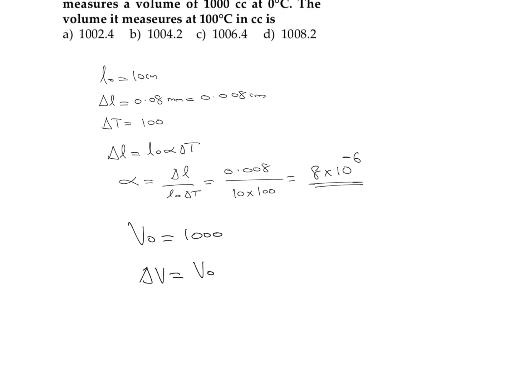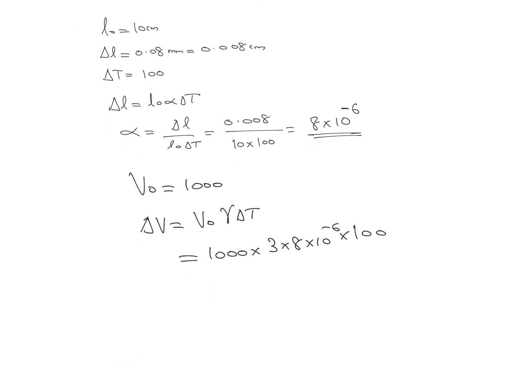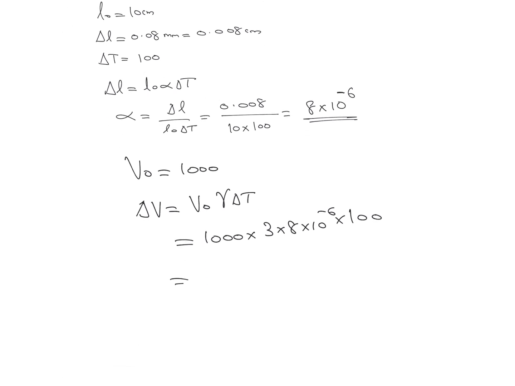Change in volume is equal to initial volume into gamma into delta T. So we can write initial volume is nothing but 1000. The value of gamma we can take as 3 times alpha, and the value of alpha is 8 into 10 raised to minus 6, into delta T, that we can take as 100 from 0 to 100. So we can write 8 into 3, which is nothing but 24, into, we can just observe 1, 2, 3, 4, 5.